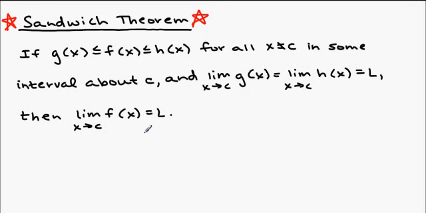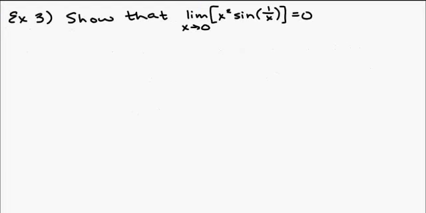Basically, what this says is that if you have a function whose values are sandwiched or squished between the values of two other functions, then you can use that property to find the limit of the function. And this example will hopefully make that a little bit clearer. Example 3. Show that the limit as x tends to 0 of x squared times sine of 1 over x equals 0.